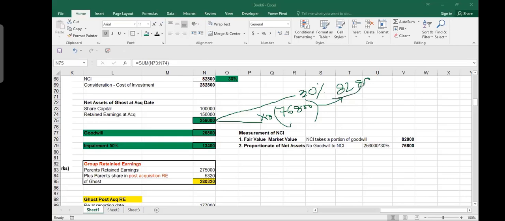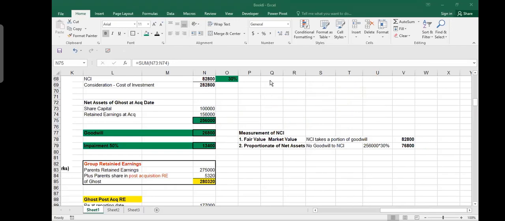So if you pay 82, it means you pay extra. It means you also have some goodwill. But if we agree with you, okay, you only pay 76,800, which means proportionate of net assets, you say I'm only paying 76,800. So it means you are not paying any goodwill. Goodwill is when you pay more than the net assets. If you are saying I'm doing the proportionate method, it means that you are not paying more than the net assets. You are not paying anything extra than the balance sheet. So then there is no goodwill to you.